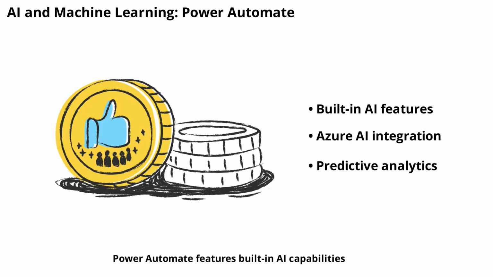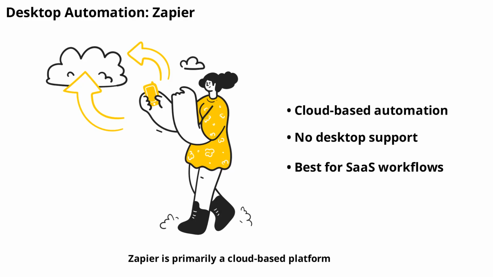Power Automate features built-in AI capabilities, such as form processing, document understanding, and predictive analytics. Finance teams can leverage these tools to automate data extraction from invoices, classify expenses, and forecast trends. The platform's integration with Azure AI services further expands its machine learning potential, making it a strong choice for data-driven finance teams.